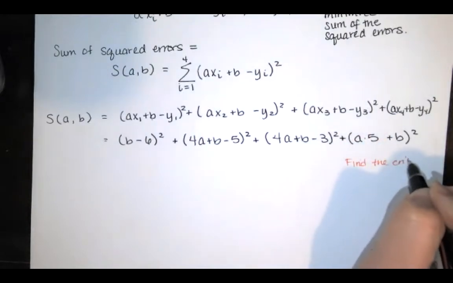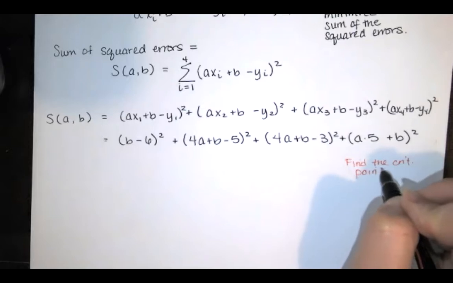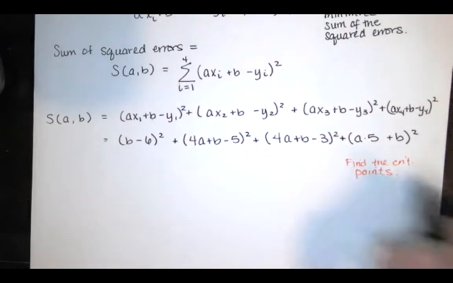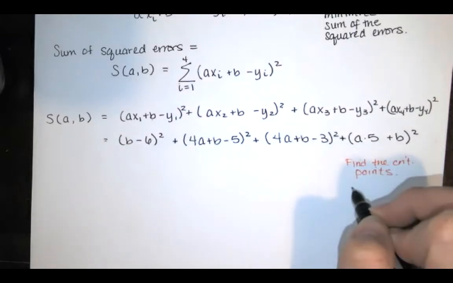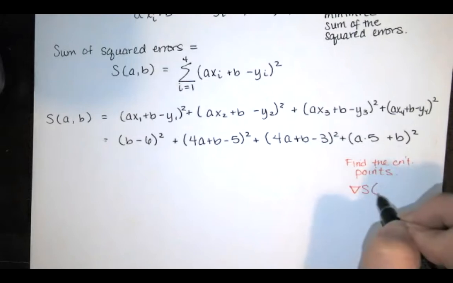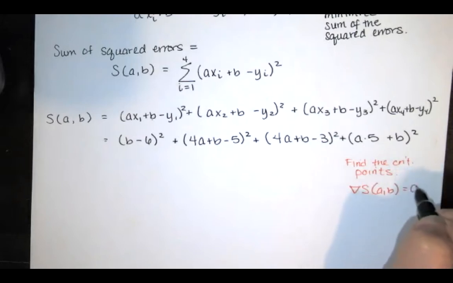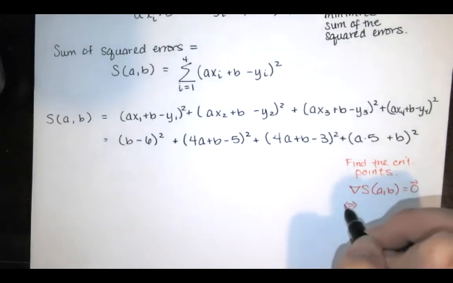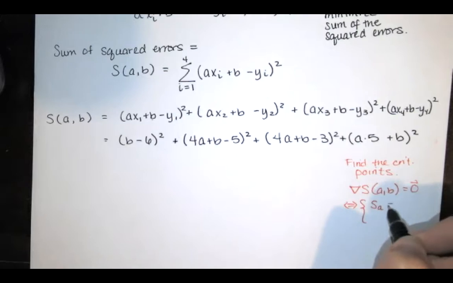Well, first thing we need to do is come up with the function itself. And then we need to find its critical points. So we've got our function. So we want the gradient of this guy to equal the 0 vector, which is the same as saying that the partial of s with respect to a must be 0 at the same time that the partial of s with respect to b is 0.